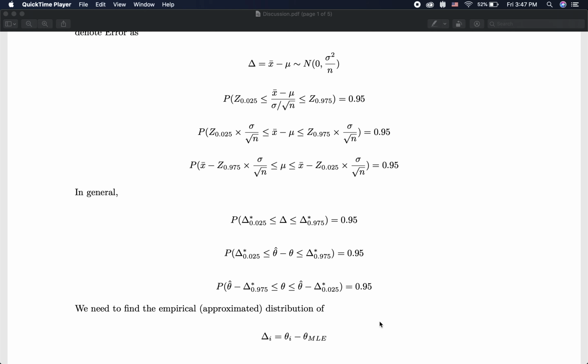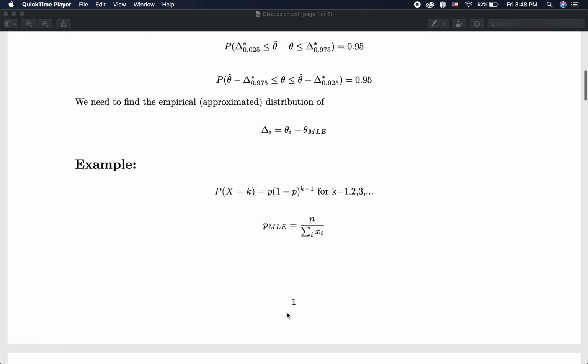So we simulate, say, 1,000 samples from this MLE here, and then for each sample we estimate a parameter. So 1,000 samples will give us 1,000 estimations of theta I, and then we use theta I minus the MLE. That difference we will consider as the distribution of delta, which is an empirical distribution that comes from 1,000 estimations there.